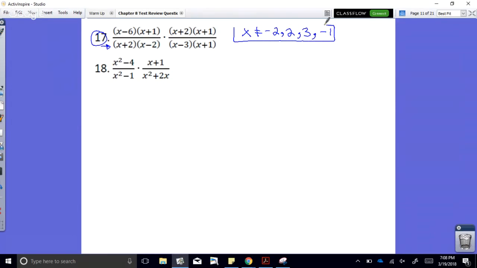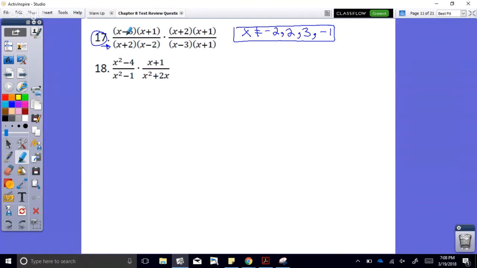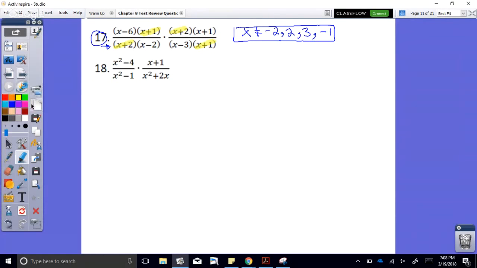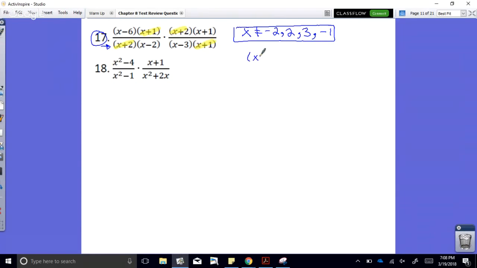So we're always going to start with our restrictions. We're then going to go through and see what cancels top and bottom. So I have an x plus 2 that can cancel, and I have an x plus 1 that can cancel. It doesn't matter which one you cancel. If you get rid of everything that you can get rid of, that's going to leave you with what's left. So I have left an x minus 6 over x plus 1 divided by x minus 2, x minus 3. And you could take the time and FOIL this out and rewrite it, but I'm okay with you leaving that answer.